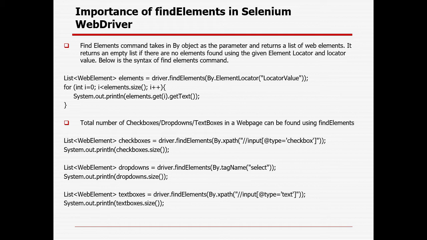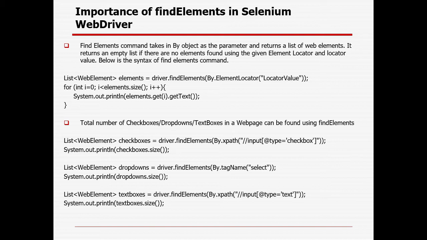So, what does findElements mean? The findElements command takes a By object as the parameter and returns a list of objects. It returns an empty list if no element is found using the given element locator and locator value. Whereas with findElement, if that particular element is not identifiable, it will throw a no such element found exception. Whereas findElements will display no elements found.